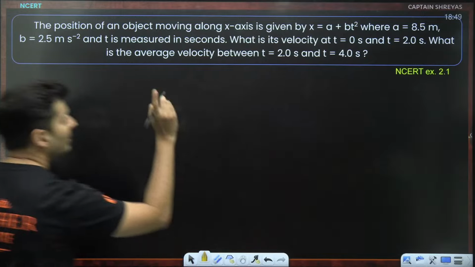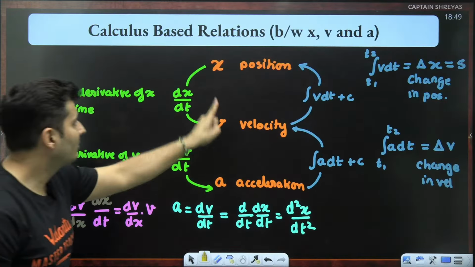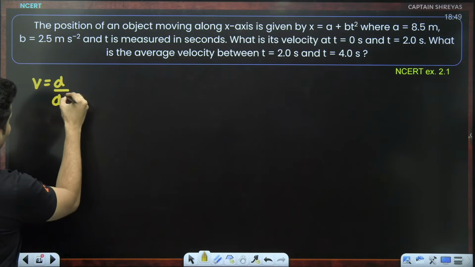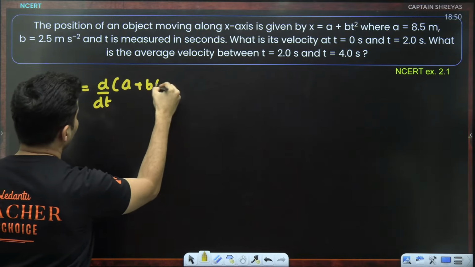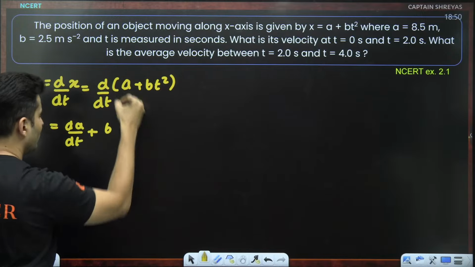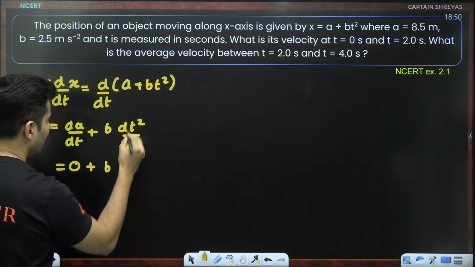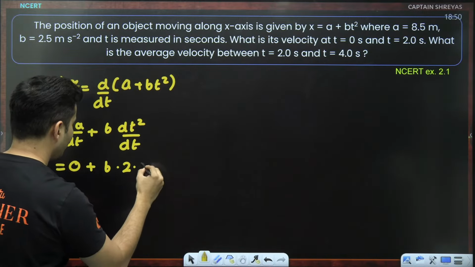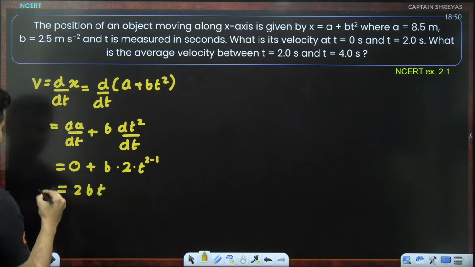Okay, so let's start with this. If I want to find velocity from position, I need to find the derivative of it, right? So v is the derivative of x with time. X is basically a plus bt square. Now the derivative of a constant a is 0, plus b is a constant, so it comes outside, and the derivative of t square. The derivative of x raised to n is n x raised to n minus 1. So 2 into t raised to 2 minus 1. So the answer is 2 times b into t. So that is your velocity.